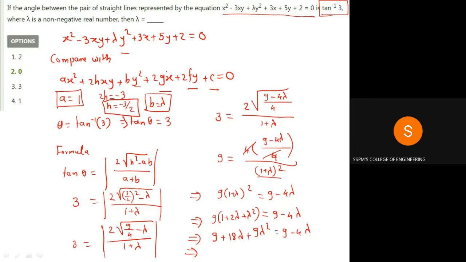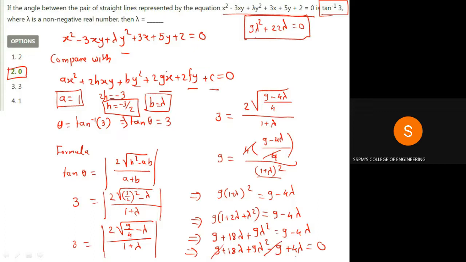Okay. You can solve this quadratic equation. First we simplify it. 9 plus 18 lambda plus 9 lambda square minus 9 plus 4 lambda is equal to what? 0. So this plus 9 and minus 9 will get cancelled. So 18 lambda plus 4 lambda is 22 lambda, and 9 lambda square. So 9 lambda square plus 22 lambda is equal to 0. If you solve this, you will get the answer. You have to follow the rules of solving a quadratic equation. If you solve this quadratic equation, you will find the value.